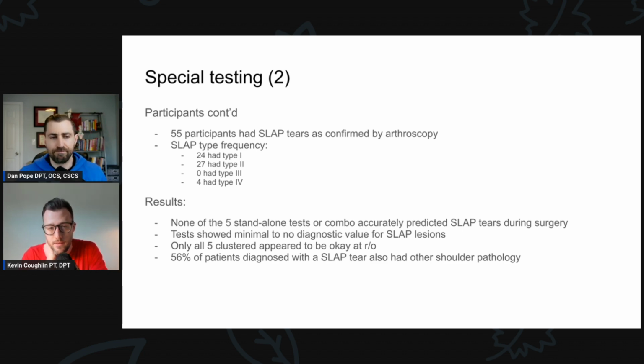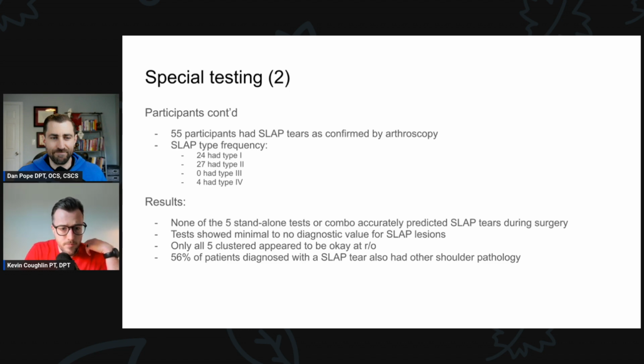And then, like we've spoken about many times now, concomitant pathology is so common. So 56% of patients diagnosed with a slap tear also had other shoulder pathology. So I think that's something that's, again, common that we're going to keep seeing over and over. It's important to keep in mind.